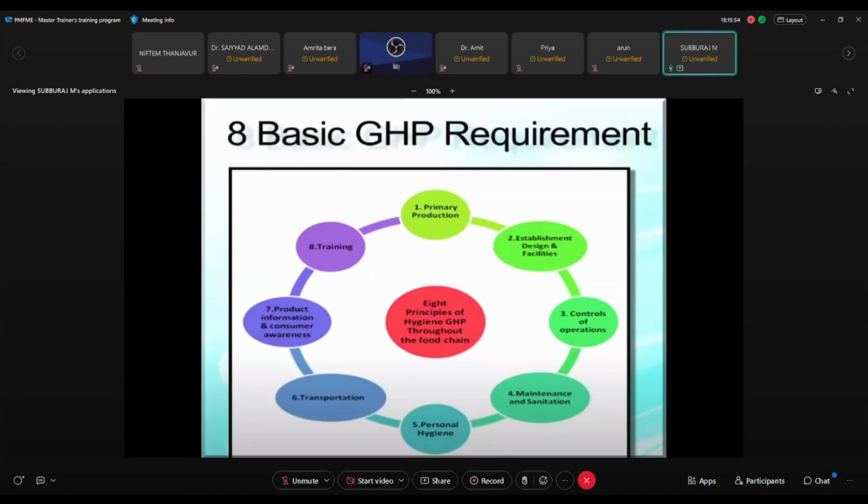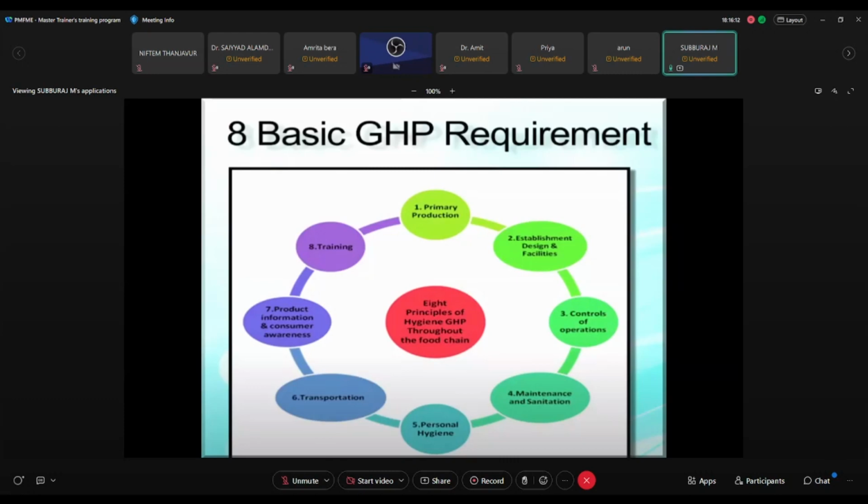Then we have to come to the establishment, design and facilities. The establishment should be very perfect. The designs are according to the law, and it should be very free to move in there, with no congestion and no contamination.